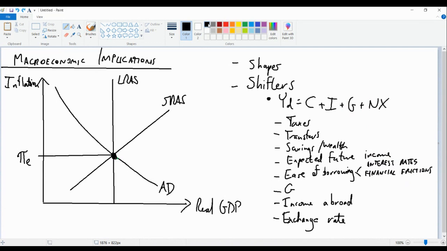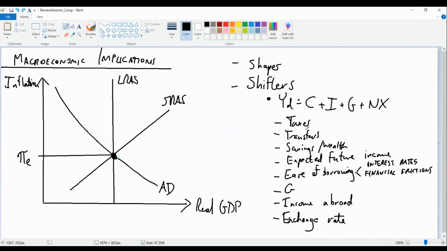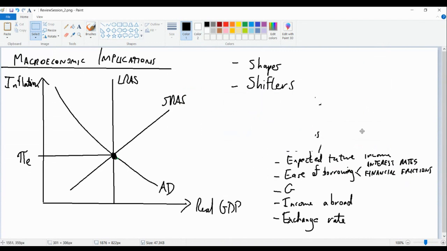So that's for the demand curve. Let me save this before I accidentally do something again. That's the demand curve. The shifters for the supply curve, that's a shorter list. Sorry, trying to clear this up. It's saved, so you can refer to this later.